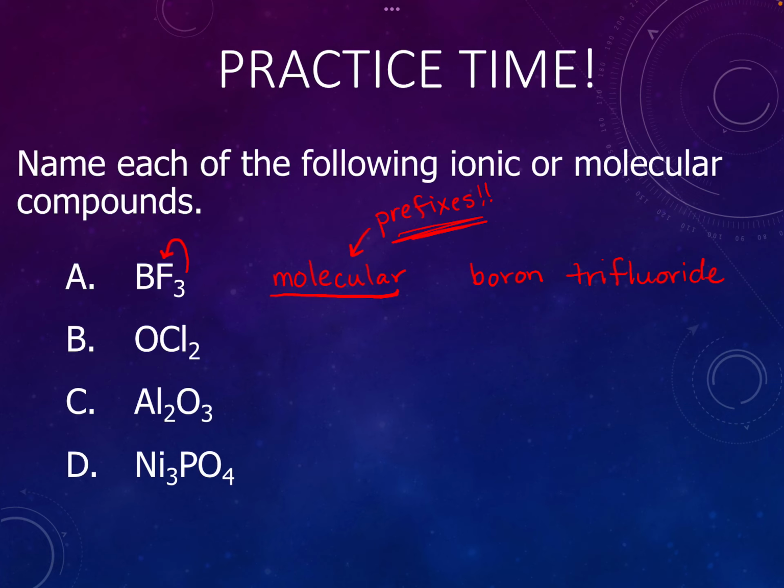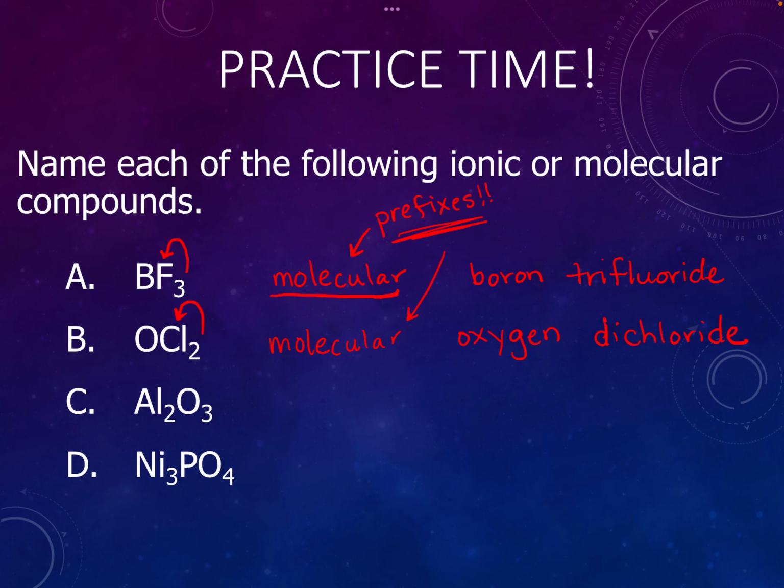Oxygen and chlorine. So both of those are nonmetals, so this one is also molecular. So we're also going to use prefixes. Okay, so if it's all nonmetals, it's molecular, use prefixes. So again, there's only one of the first element, so we'll write just oxygen and move on. Okay, but there are 2 chlorines, so we call this dichloride. All right. On to the next one.